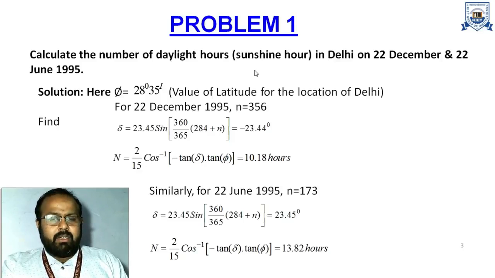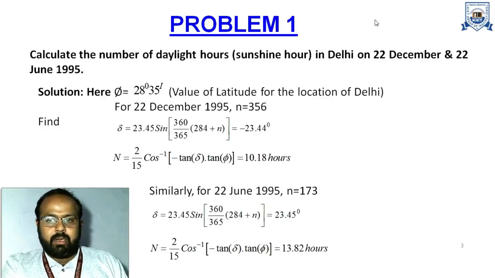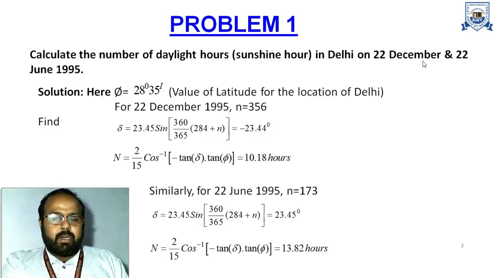Whenever we consider any city, the value of phi is given. Otherwise, for some cities like Delhi, Kolkata, Mumbai, we know the value of phi. Now first we solve for 22 December 1995. When we calculate n, the number of days, for 22 December it is 365 minus 9 days, that is n equals 356.